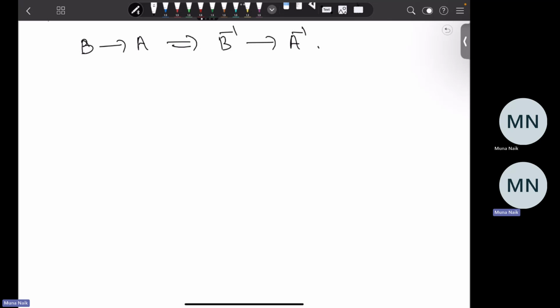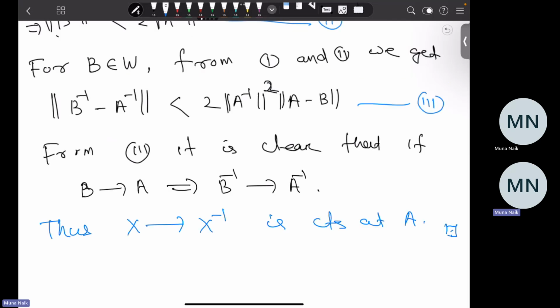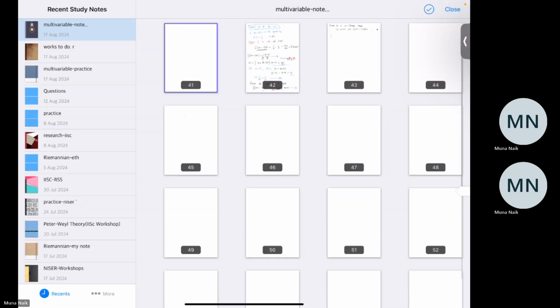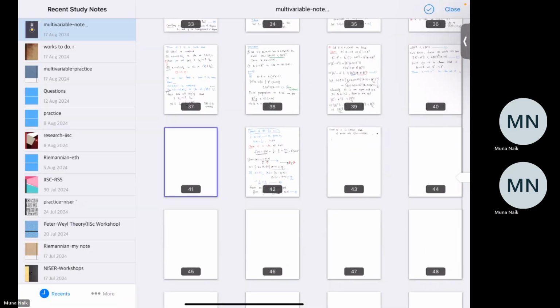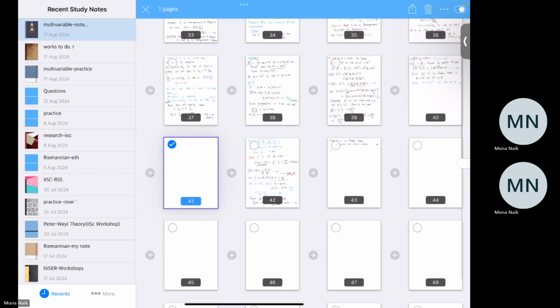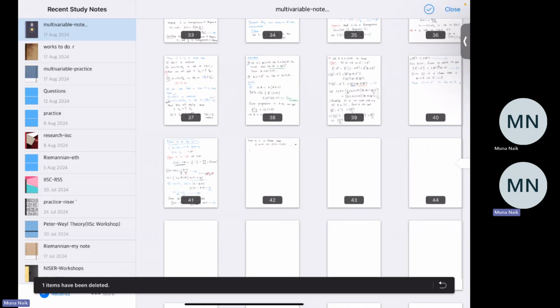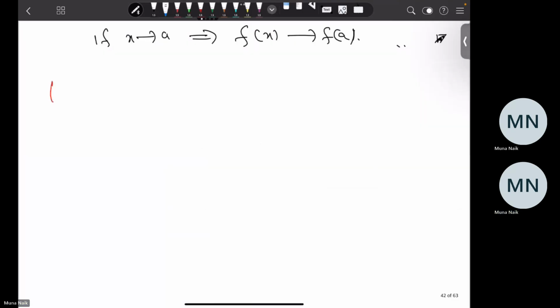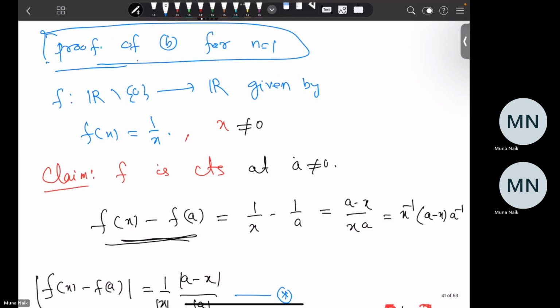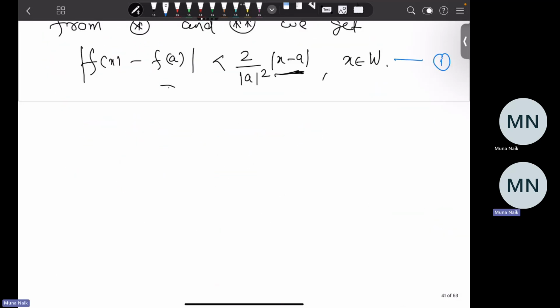Thus this map X going to X inverse is continuous. Okay, so we have proved this thing.